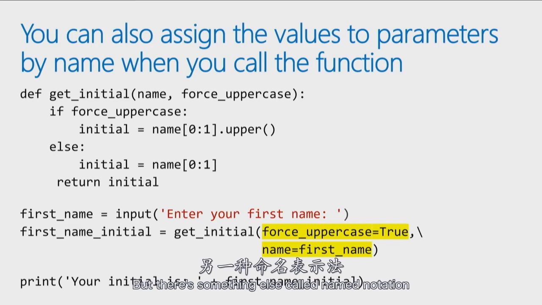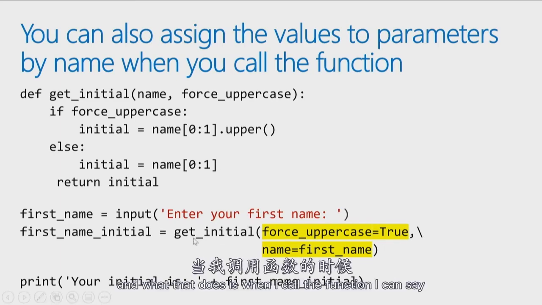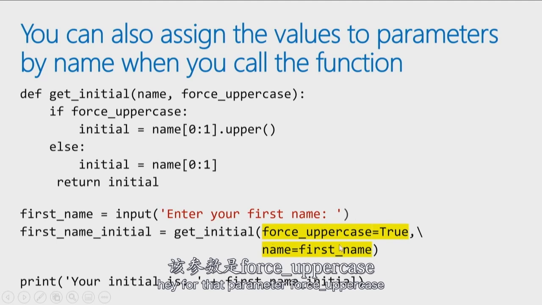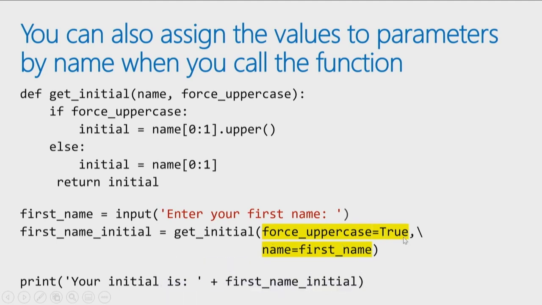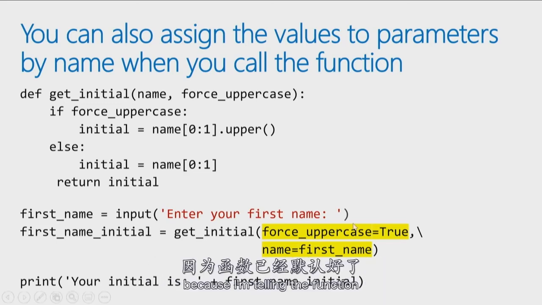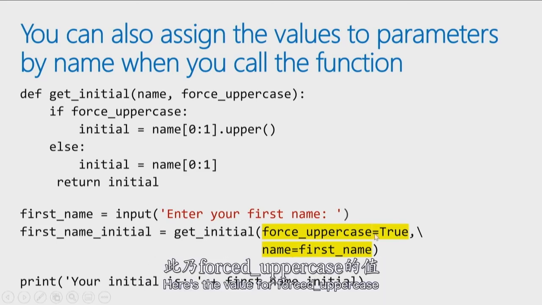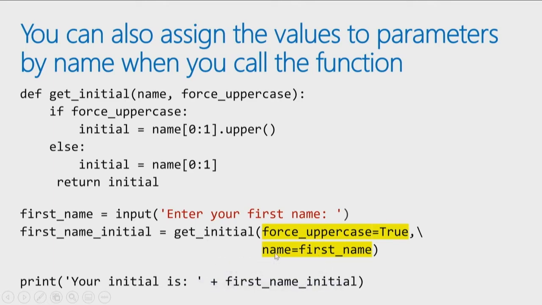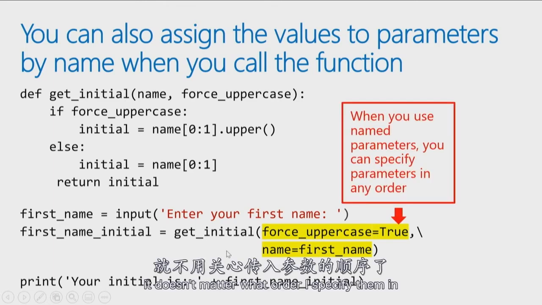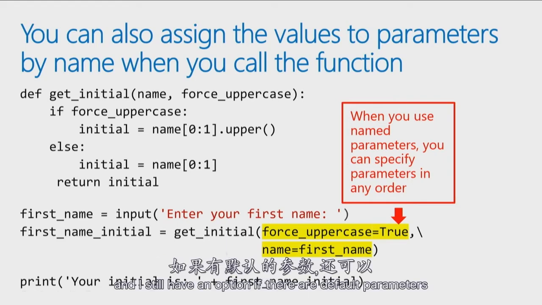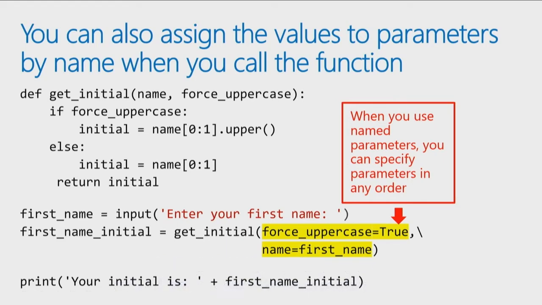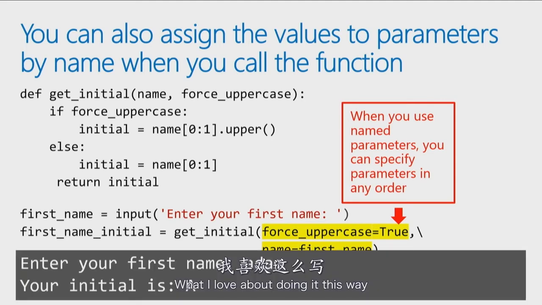But there's something else called named notation. And what that does is when I call the function, I can say, hey, for that parameter force uppercase, I would like you to set a value to true. For the parameter called name, I would like you to use the value of first name. So in this case, it doesn't matter what order I specify them in because I'm telling the function, here's the value for force uppercase, here's the value for name. By naming the parameters, it doesn't matter what order I specify them in. And I still have that option if there are default values for the parameters, they're still optional to specify. What I love about doing it this way, all executes the same, is how much easier it makes your code to read.